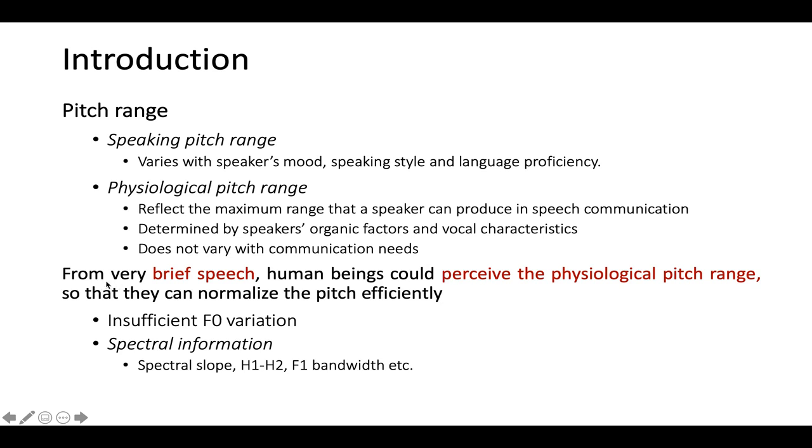As we talked before, from a very brief speech, human beings could perceive the physiological pitch range instead of the speaking pitch range, so that they can normalize the pitch very efficiently. Obviously, from such a brief speech, there is insufficient F0 variation to cover the whole range of F0 of the speaker. So there must be other factors that help people to perceive the pitch range, namely spectral information. Studies have shown that F1 minus F2 and spectral slope could help people to perceive the pitch range.